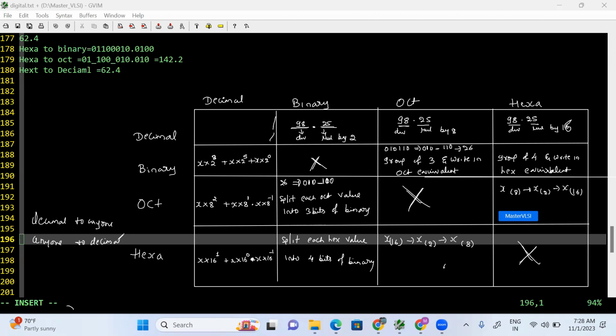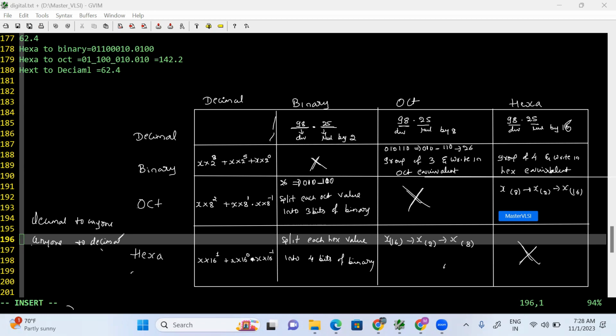It's not like they will follow a different rule for different ones. Decimal to anyone or anyone to decimal, they will follow only unique rules. What is that unique rule? Decimal to anyone, division and multiplication. Clear? Now, anyone to decimal, anyone means maybe binary, maybe octa, maybe hexa, to decimal. Again, they will follow one proper rule: 2 power 1, 8 power 1, 16 power 1, like that.